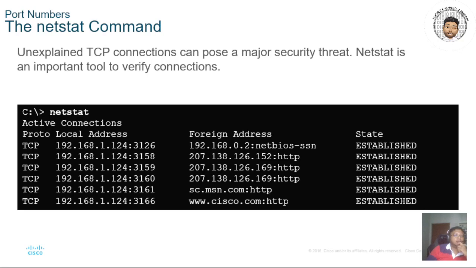So how exactly do you know what port and what address to use? If you want to see the port numbers, an unexplained TCP connection can pose a major security threat. Instead, it's important to verify the connection. Here you can see the active connections in your PC. Under the TCP protocol you have the local address and the foreign address, and what kind of state it is, such as established. This is mentioned here.